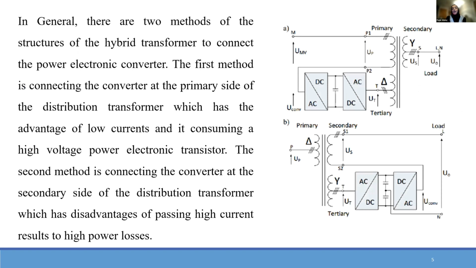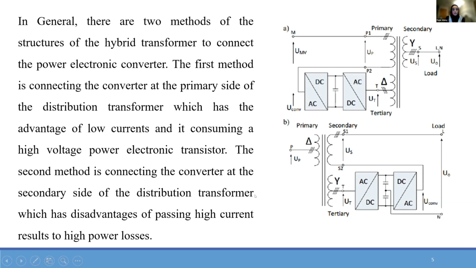In general, as you see on the right side of the slide, we have two structures of the hybrid transformer. The first method connects the converter on the primary side, which is the high voltage side. It has advantages like low current and needing high voltage power electronics transistors. The second connects the converter on the secondary side, which is the low voltage side, and has the disadvantage that passing high current results in high power losses.